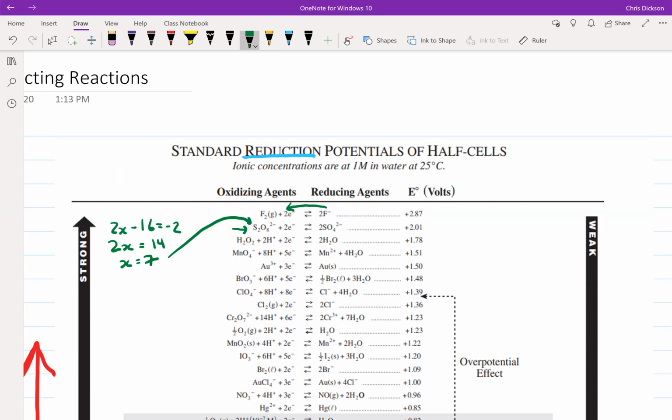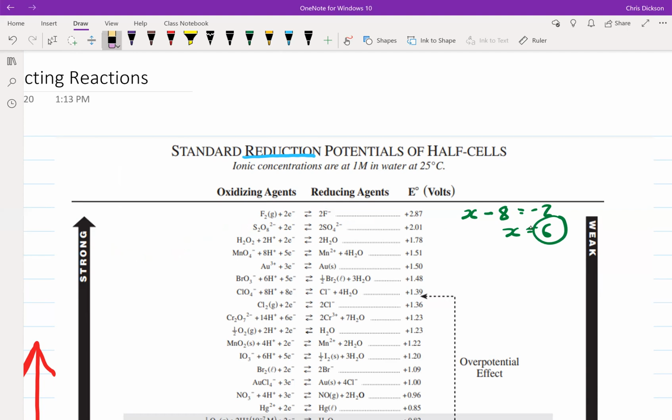On the far right-hand side, though, you have the sulfur with minus 8 for the 4 oxygens, giving you a -2 charge. So you're going to add 8 to both sides. Here, X is 6, so you have +6. You'll notice that you have caused the reduction of the oxidation number. It's gone from +7 on the left-hand side to +6 on the right-hand side. So that's just a way to read the table.